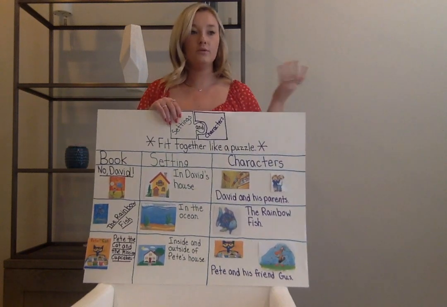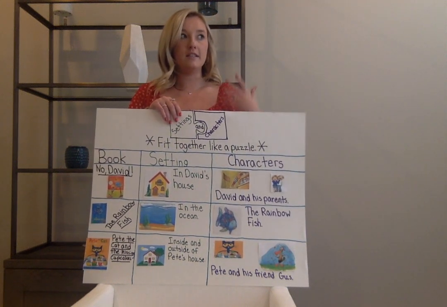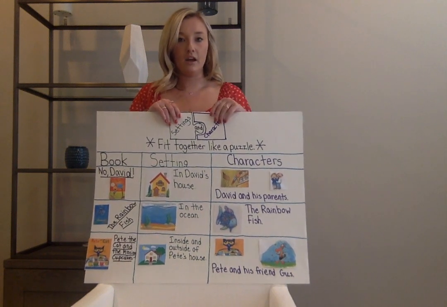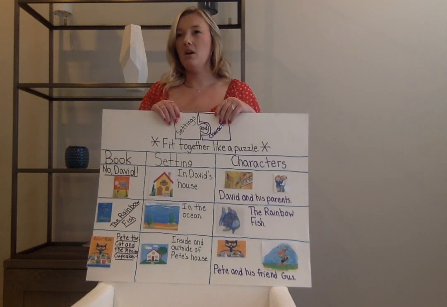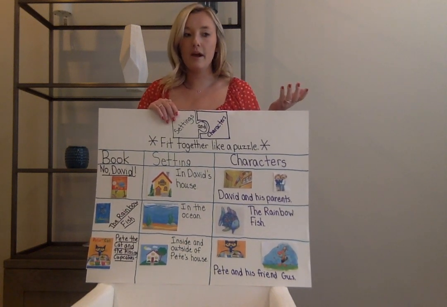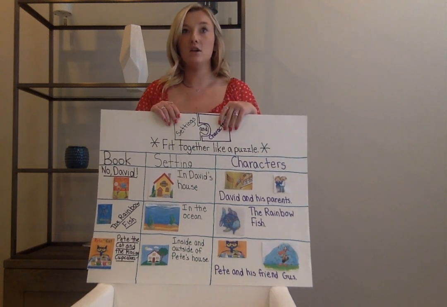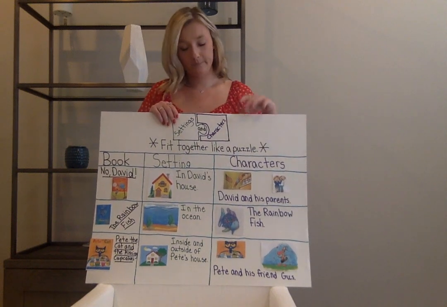So, we just reviewed characters and setting. I remember what I just said, the setting is when and where a story happens. So I have to think, when and where No David happened. I remember the story was about David getting in trouble in his house because he was doing bad things. So the setting of No David would be in David's house.